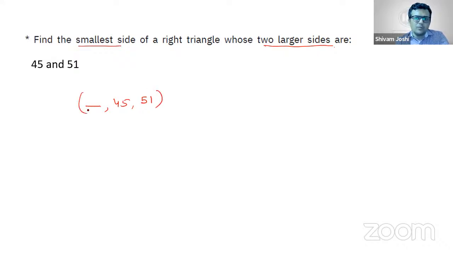What can be taken common from 45 and 51? From 45 and 51, I can take 3 common. After taking 3 common, I'll be having 15 here and 17 here, right? Now, 15 and 17 are a part of which triplet? They are a part of 8, 15, 17, right? And therefore, this missing value has to be 8. So now I can enter this value. 3 8s are 24, 3 15s are 45, and 3 17s are 51.